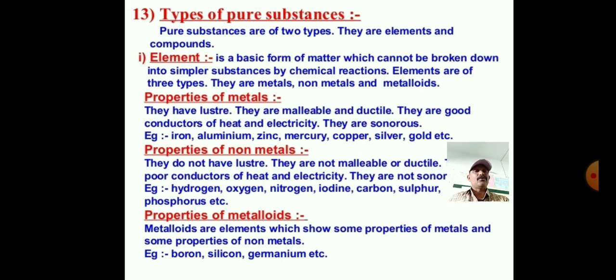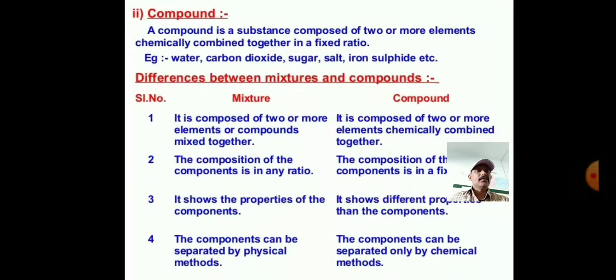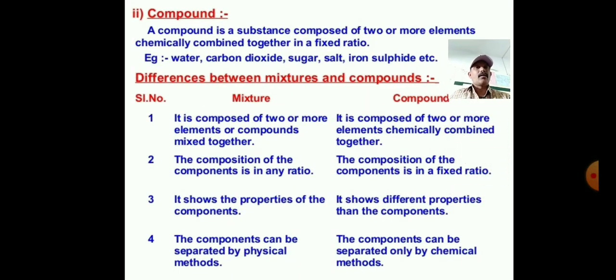So the next slide is showing compounds. So what do you mean by compound here? You know that a compound is a substance composed of two or more elements chemically combined together in a definite ratio or in a fixed ratio. So this is what you call a compound. Examples: water, carbon dioxide, sugar, salt, iron sulfide, etc. So these are examples of compounds.